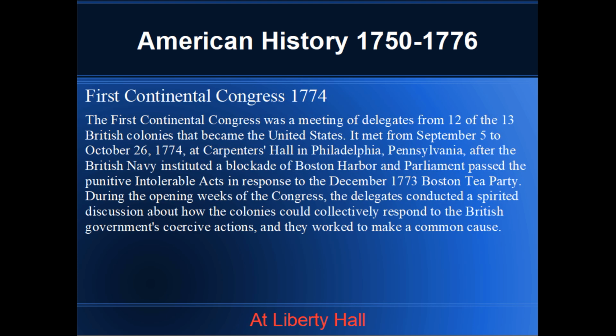First Continental Congress, 1774. The First Continental Congress was a meeting of delegates from 12 of the 13 British colonies that became the United States. It met from September 5 to October 26, 1774, at Carpenter's Hall in Philadelphia, Pennsylvania, after the British Navy instituted a blockade of Boston Harbor and Parliament passed the punitive Intolerable Acts in response to the December 1773 Boston Tea Party. During the opening weeks of the Congress, the delegates conducted a spirited discussion about how the colonies could collectively respond to the British government's coercive actions, and they worked to make a common cause.